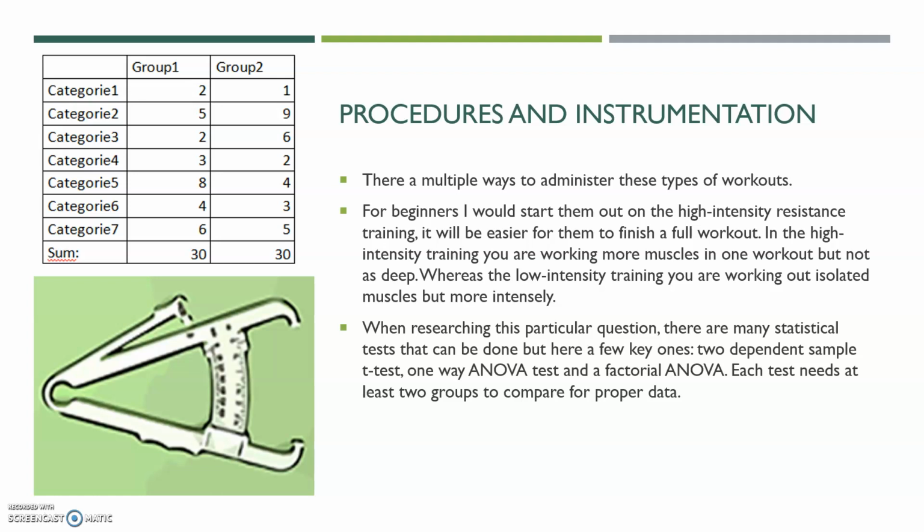whereas a factorial ANOVA is compared across two or more independent variables. So you can have multiple people, you can have multiple groups. You don't just need one or two, and they don't have to be the same. We're comparing it amongst all the means.